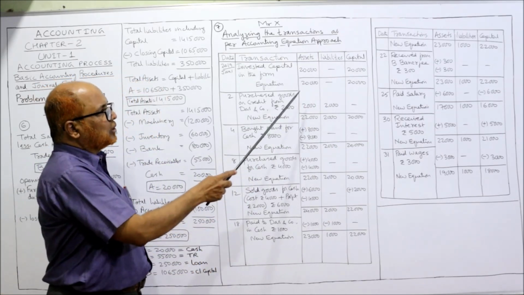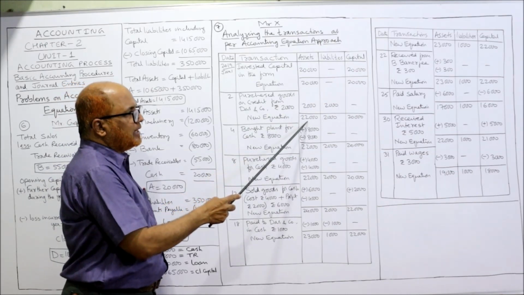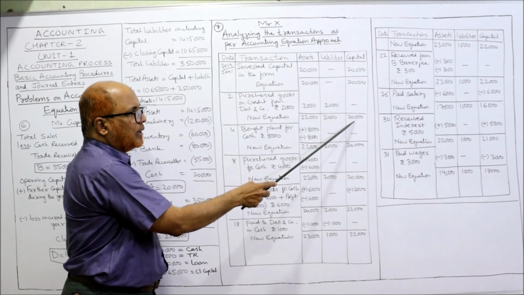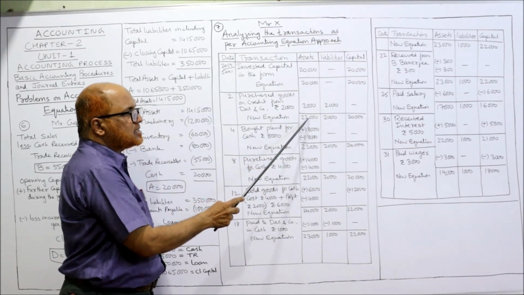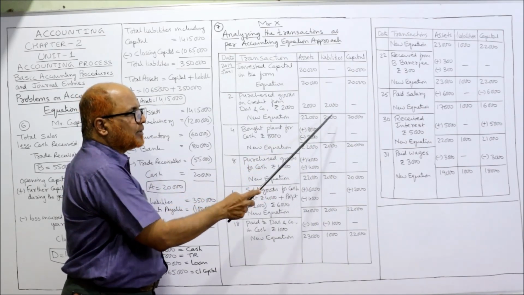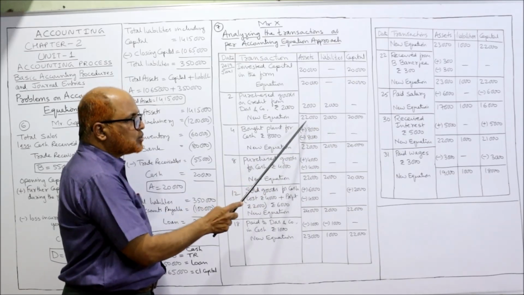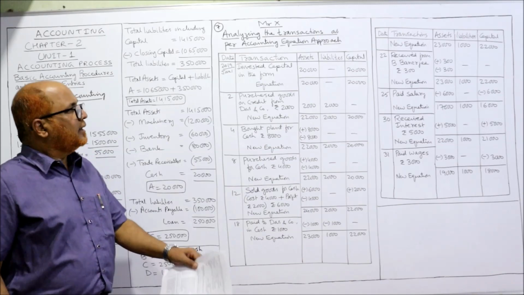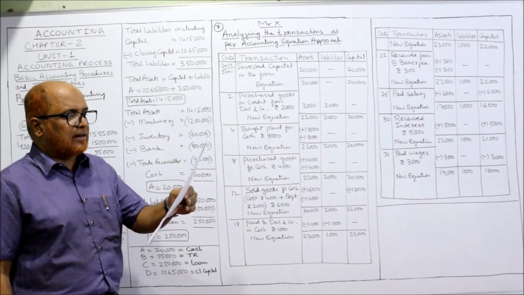So now total 20,000 plus 2,000, 22,000. 0 plus 2,000, 2,000. 20,000 plus 0, 20,000. Now you can check assets is equal to liabilities plus capital. 2,000 plus 20,000 is 22,000. Accounting equation satisfied. Next, 4th January.